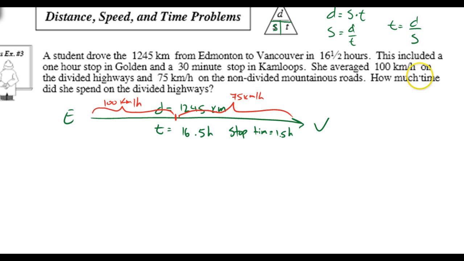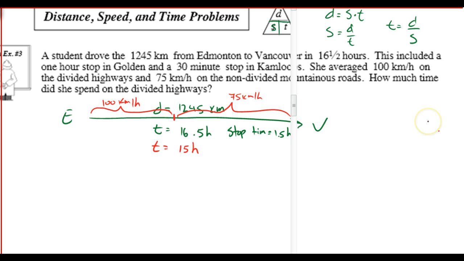This is how much time did she spend on the divided highways, which is this first little bit here where she drove a little bit faster. All right, so the first thing I want to do is get the actual time of driving. This is the total time, but I don't care about the stop time because she wasn't driving then. So I'm going to subtract the stop time from the entire time, and that gives me 15 hours of just driving. Okay, so now I want to know how much of that 15 hours she spent on each of the highways.